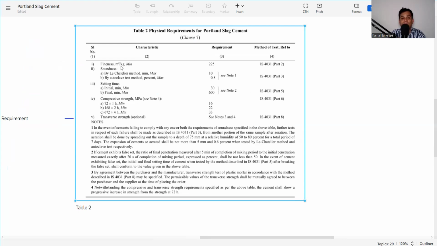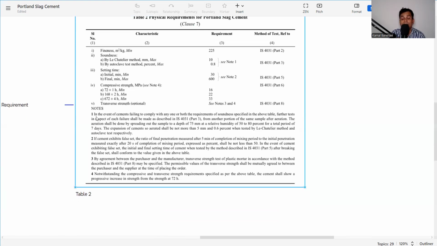So what will be the fineness? That will be minimum 225. If it is not, then we cannot accept this as cement. Then soundness: by the Le Chatelier method, maximum 10 millimeters, and by the autoclave method 0.8. Setting time: initial is minimum 30 and final is maximum 600. And a very important criterion is compressive strength, which at 28 days is minimum 33, and transverse strength is optional.